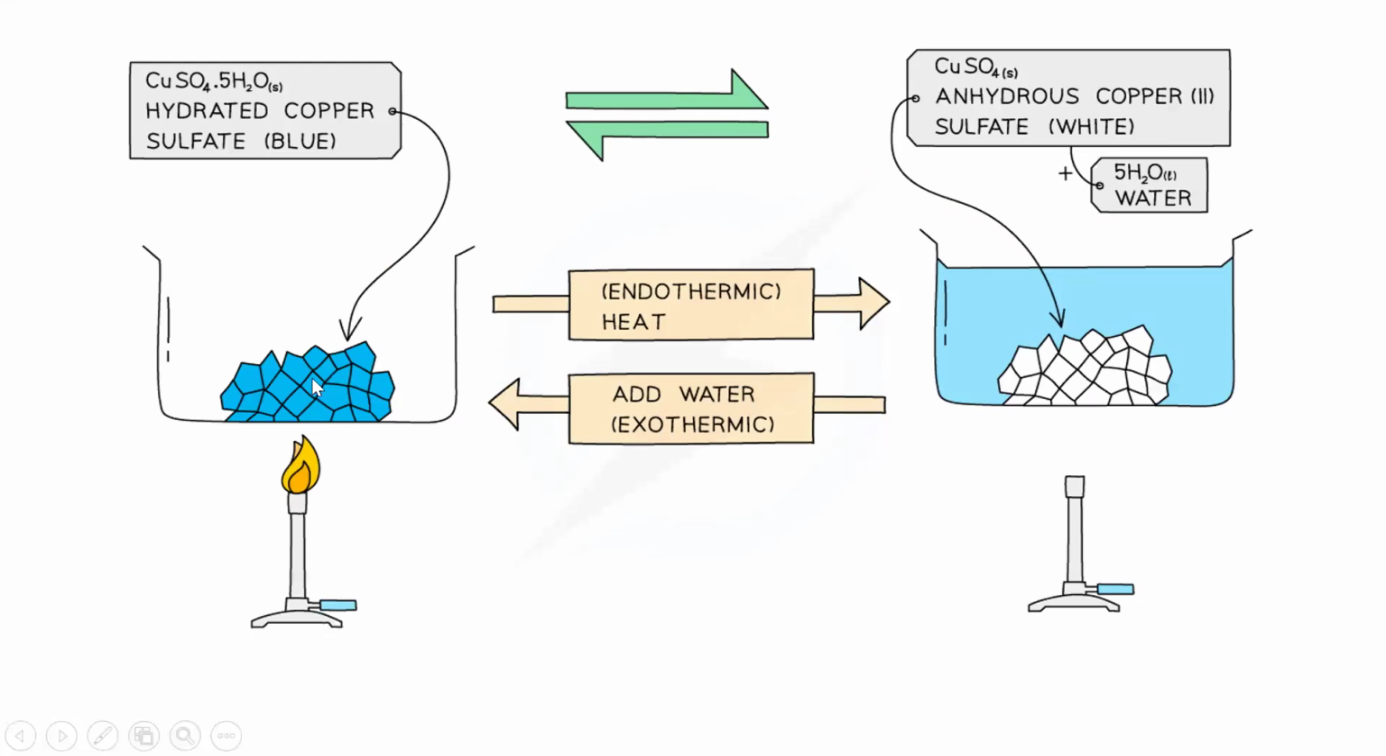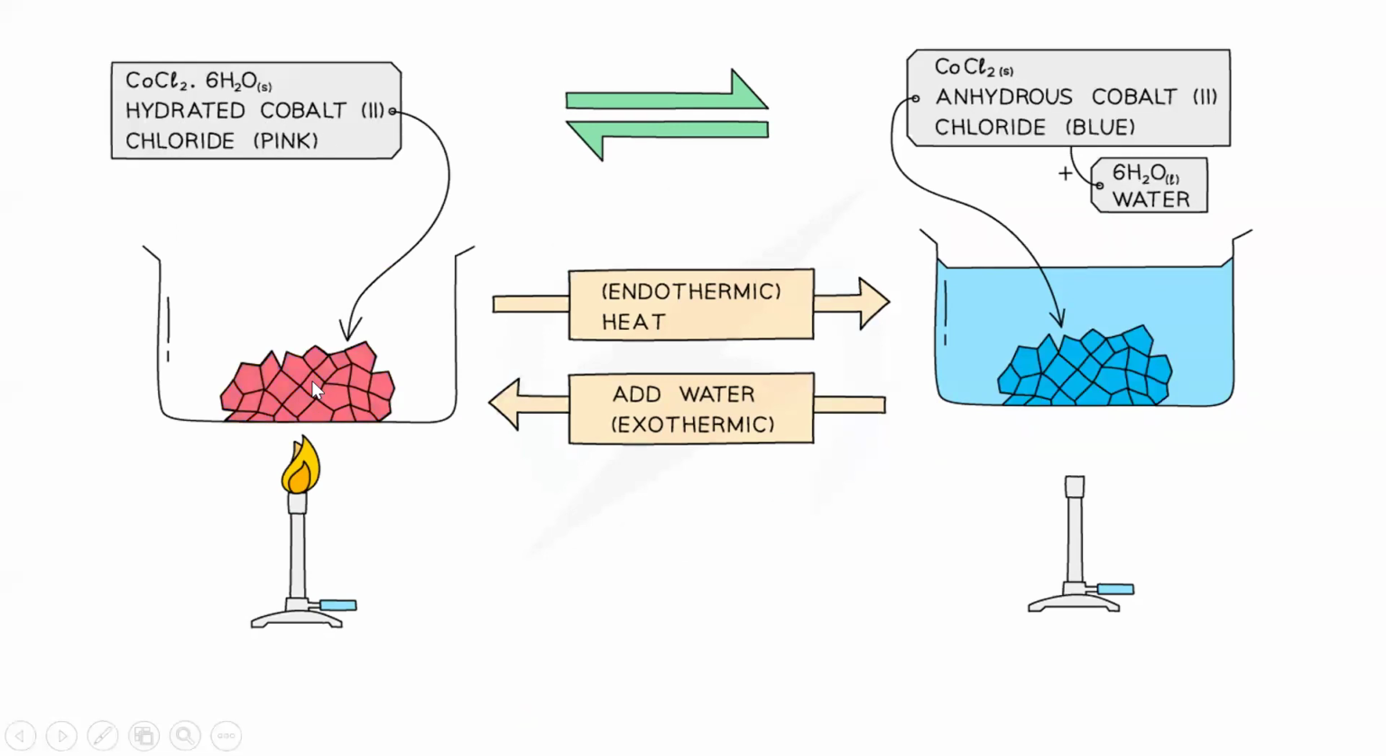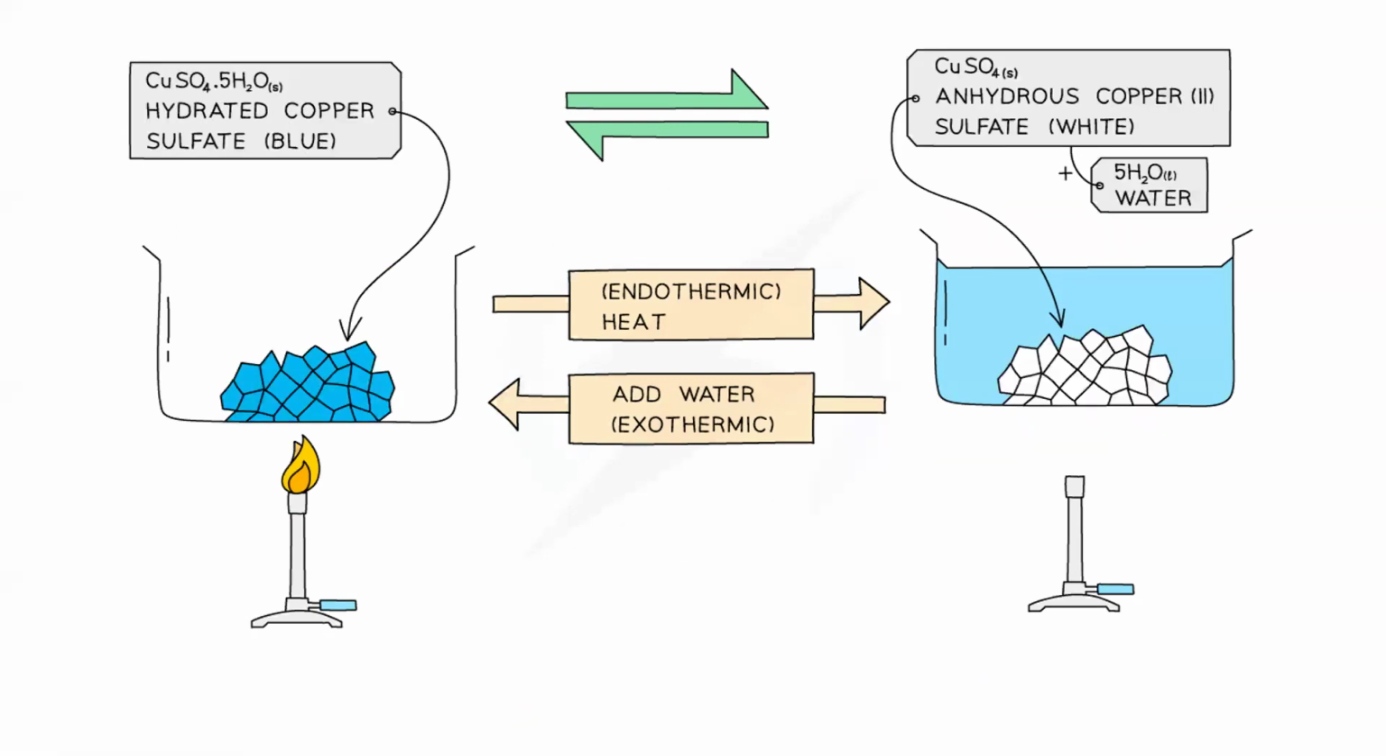For example, we have hydrated copper 2 sulfate. Hydrated copper 2 sulfate is a blue solid. It's formed of crystals. Its formula is CuSO4.5H2O. The dot means that the copper sulfate is chemically attached to the water. Upon heating the blue copper 2 sulfate, it changes to white, which is the anhydrous copper 2 sulfate. The water is no longer attached to it, as you can see.